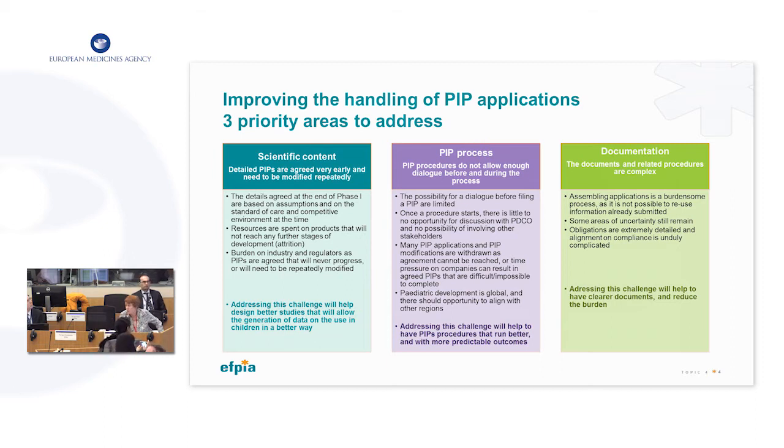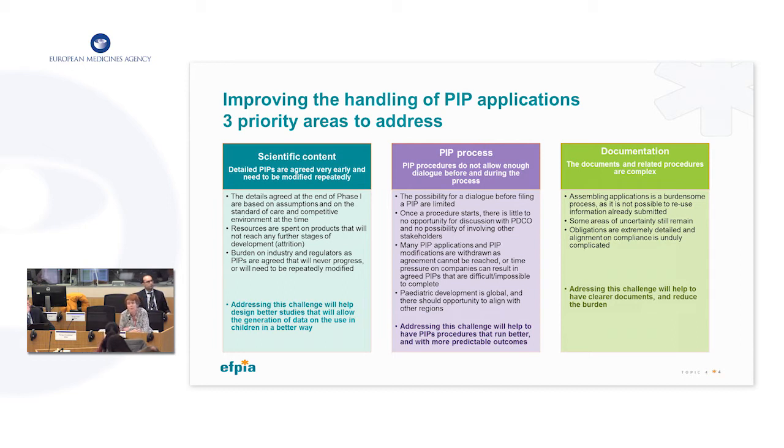On scientific content, the key problem is that we have detailed PIPs which are agreed very early on and then need to be repeatedly modified. So you will agree at phase 1 detailed measures for everything, be it preclinical or clinical studies, at a time when in fact you only have assumptions. You do not have data yet. And you are also working with a certain standard of care and a certain competitive environment. And remember, between agreeing a PIP and actually carrying out the studies, you can have years, literally.